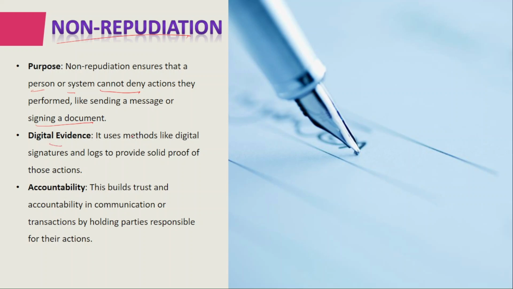Digital evidence. It uses methods like digital signatures and logs to provide solid proof of those actions. So digital signature is the primary method used for non-repudiation. Accountability. This builds trust and accountability in communication or transactions by holding parties responsible for their actions because they cannot deny their action later on.